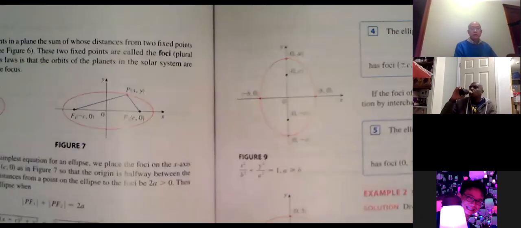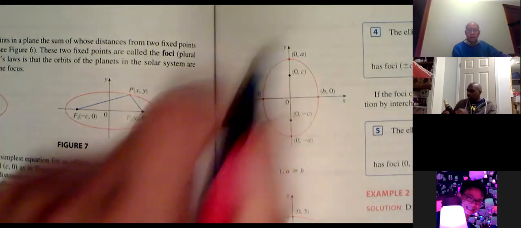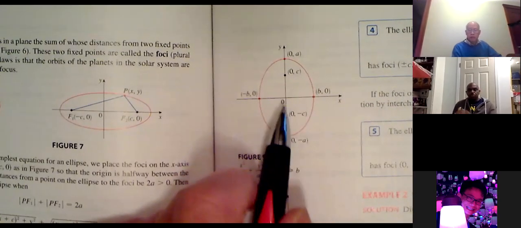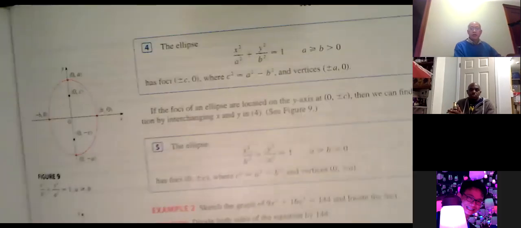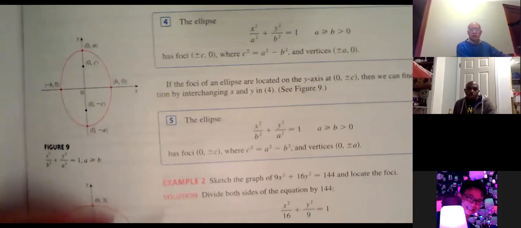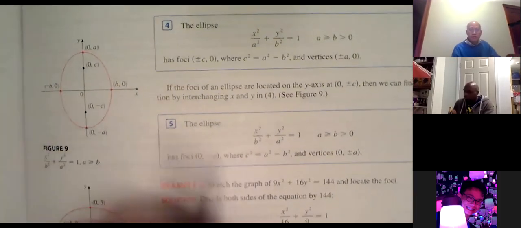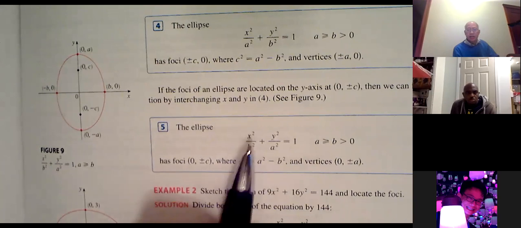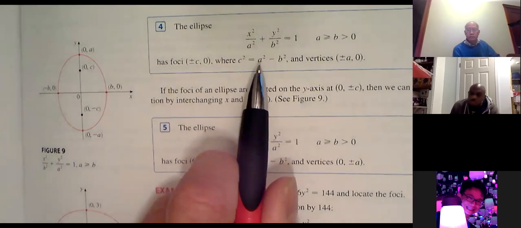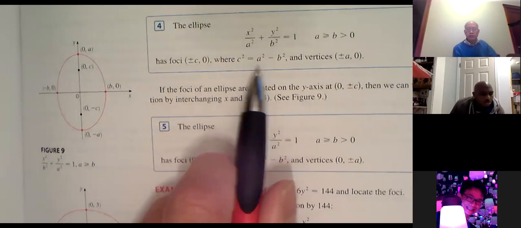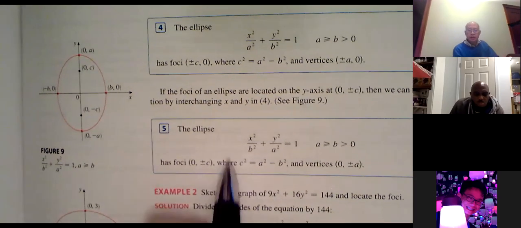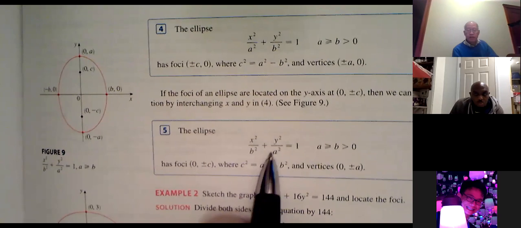Now the other ellipse is bulging vertically. We're going to call a the larger number. So notice the equations are very similar, but for this kind of ellipse, it's x squared over b squared plus y squared over a squared equals 1. They just change the designation of a and b. Now, I'll tell you, some books don't do that. Some books will keep it a squared and b squared. It doesn't really change anything, per se.